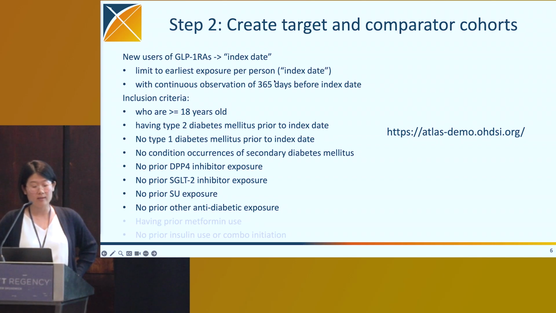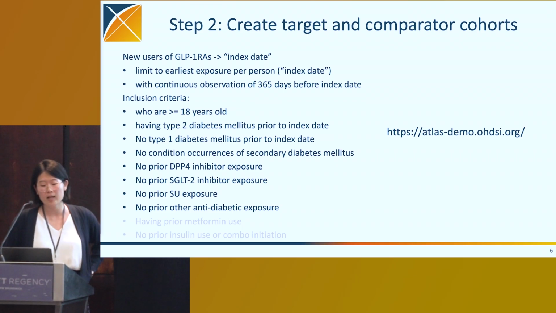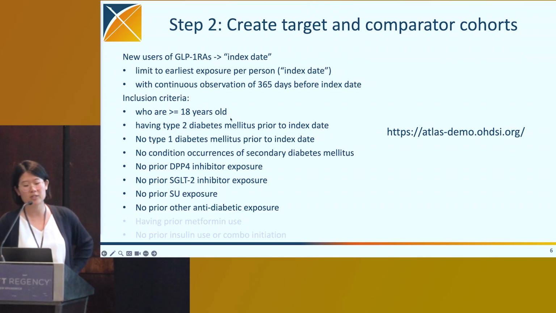Imagine the study lead tells you, we need to limit to the earliest exposure per person because we want to study new users of a drug rather than someone who has been on a drug for a long time. We need to specify an observation window that's 365 days before their treatment start date. This is to ensure that we have observed this patient long enough to capture some confounders. And then there's a bunch of inclusion criteria.